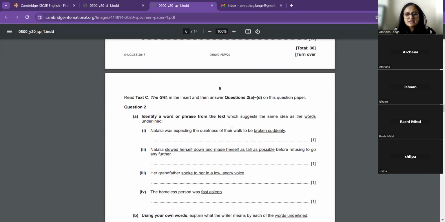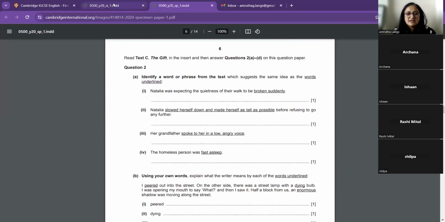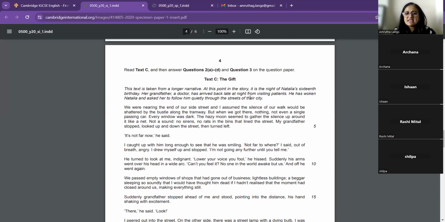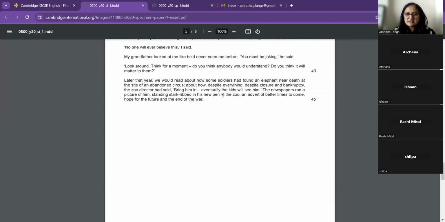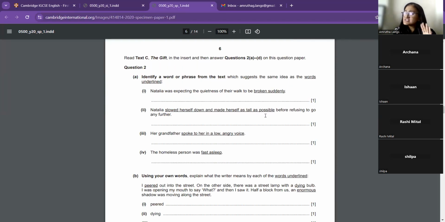Then you go to text C. You have to read it again, the entire text, and you can see that it's not just about reading, it's about comprehending. You will see that these questions are not direct. It's not like the typical Indian boards, where the text is, for example, about Alice in Wonderland, and then they ask, which land did Alice go to? It is not as direct.